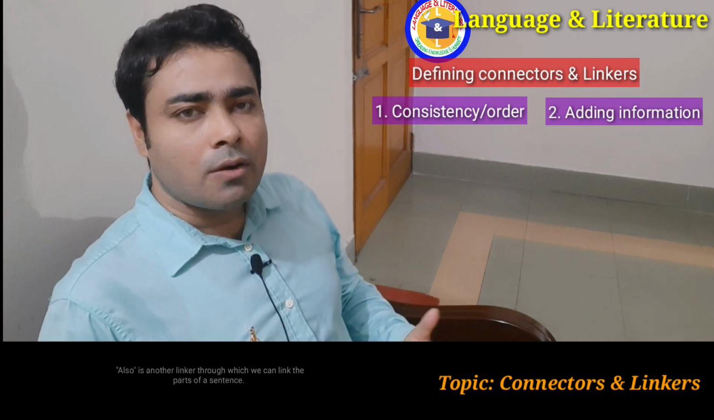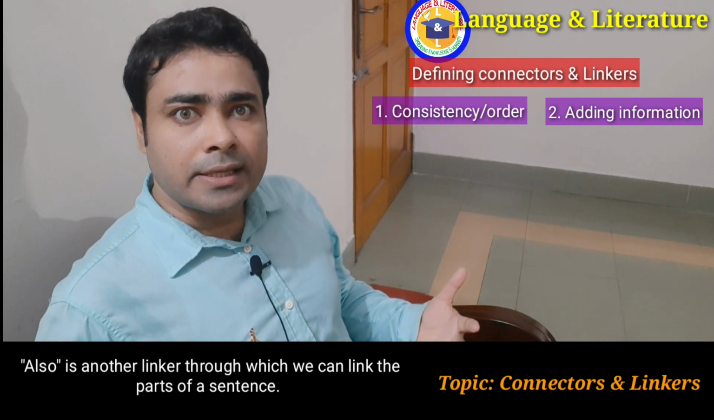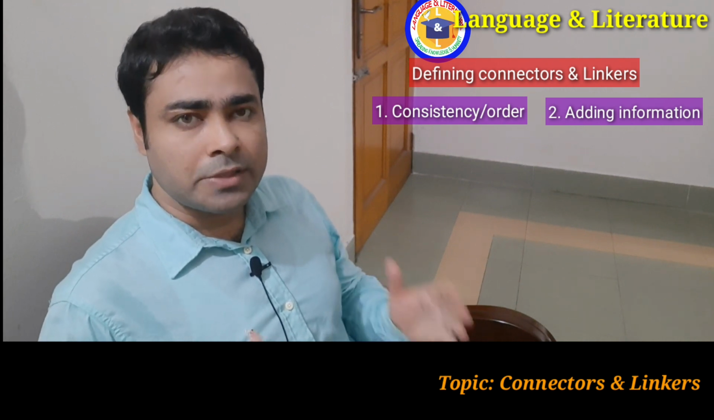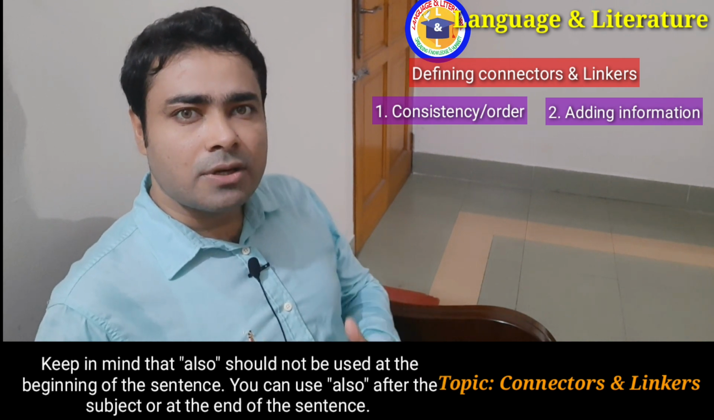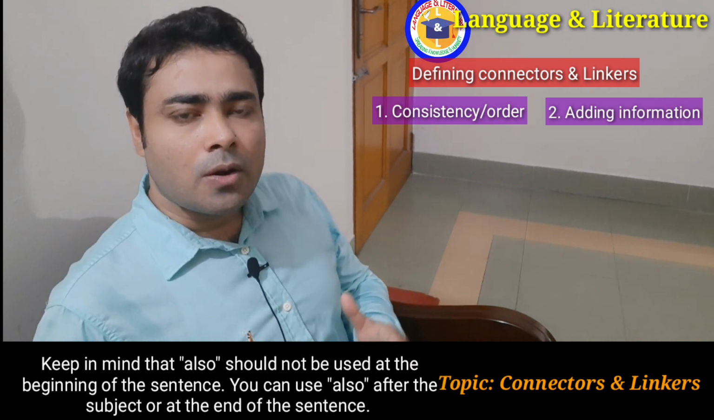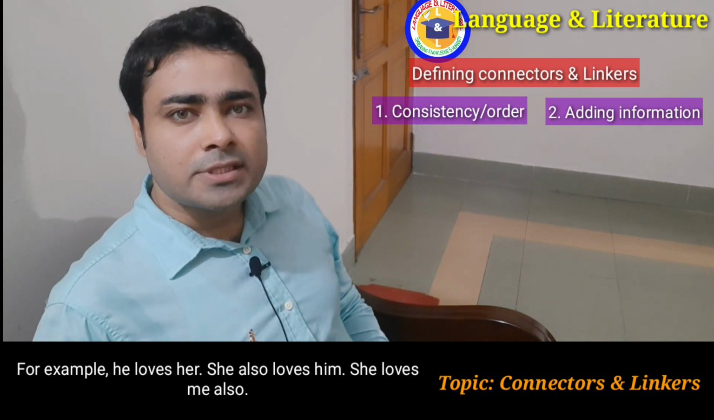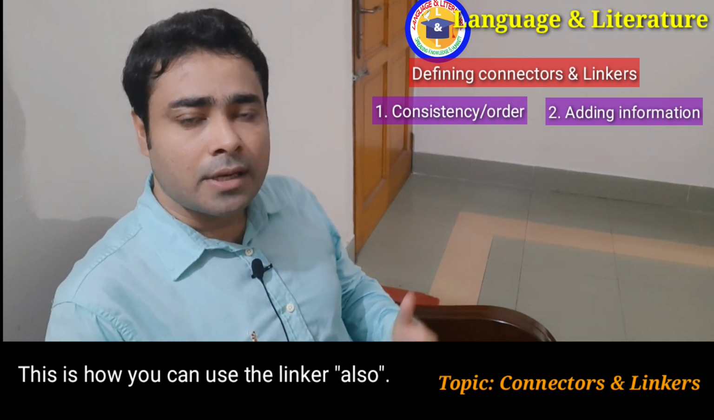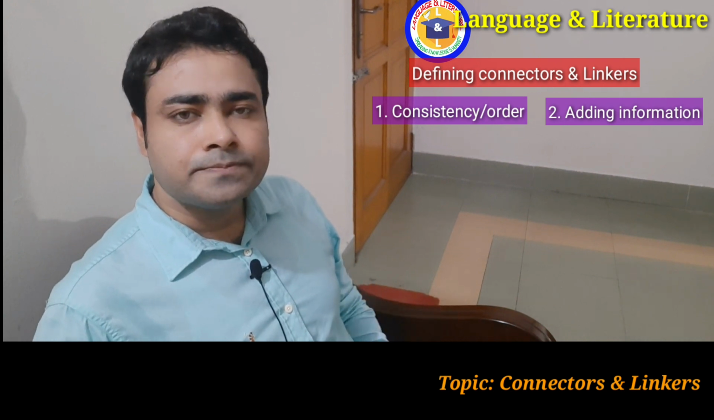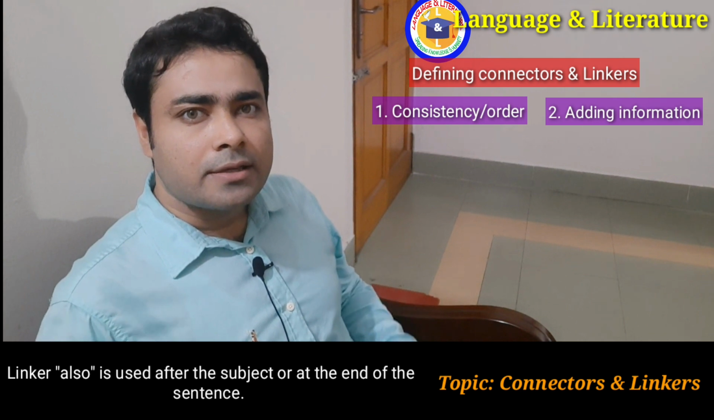And then also is another linker through which you can link the parts of a sentence. Keep in mind that also should not be used at the beginning of the sentence. You can use also after the subject or at the end of the sentence. For example, he loves her, she also loves him, she loves him also. This is how you can use the linker also. The linker also is used after the subject or at the end of the sentence.